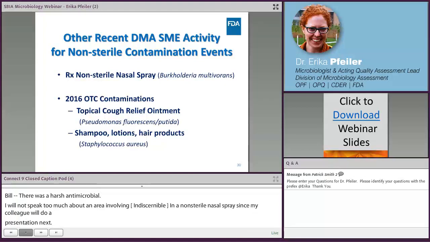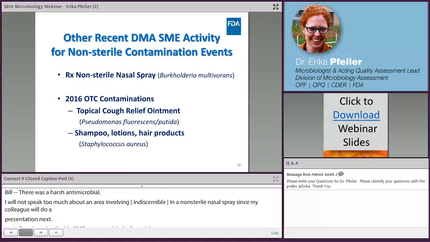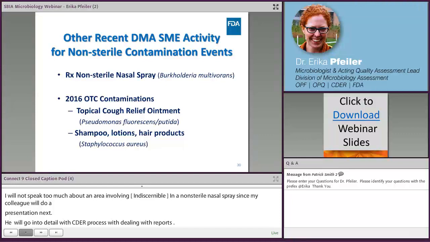And finally, while Burkholderia contamination events have been the bulk of activity over the past year, other contaminants are also a significant concern, including incidents involving Pseudomonas contamination in a topical product and Staph aureus contamination in shampoos and lotions.